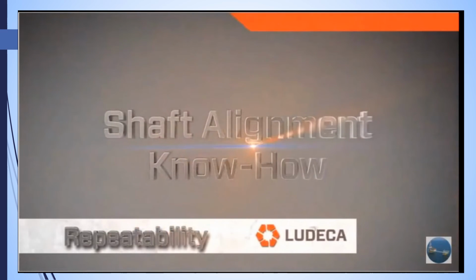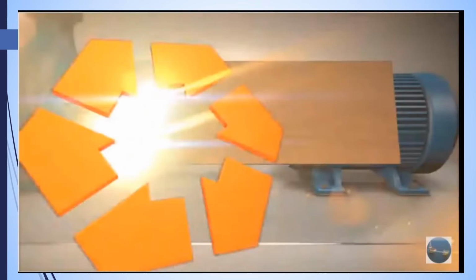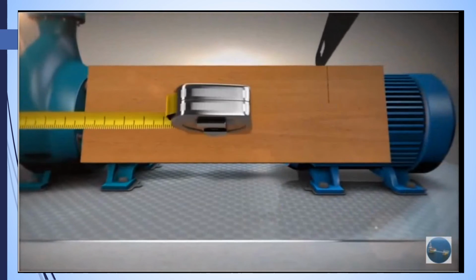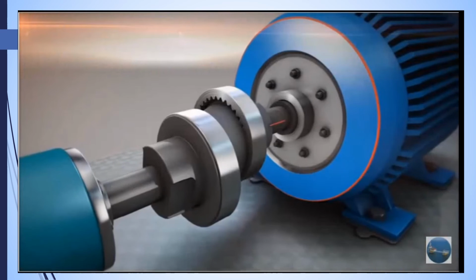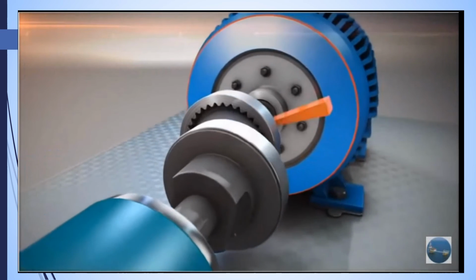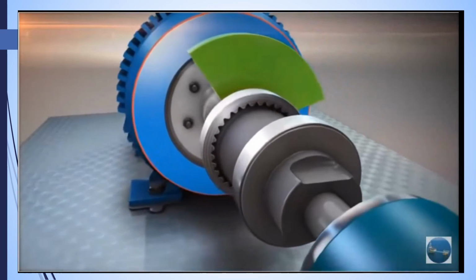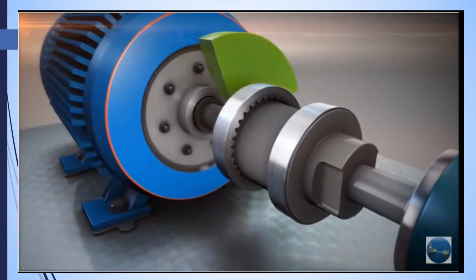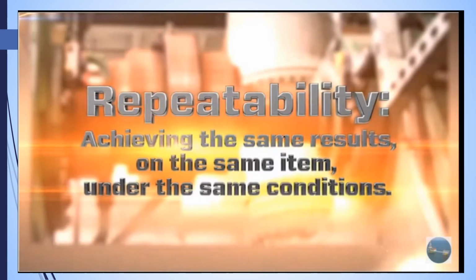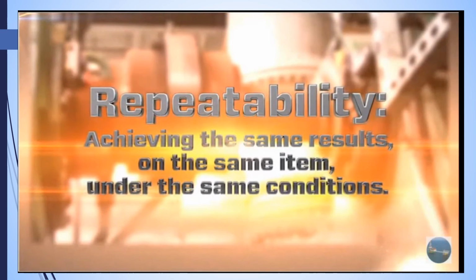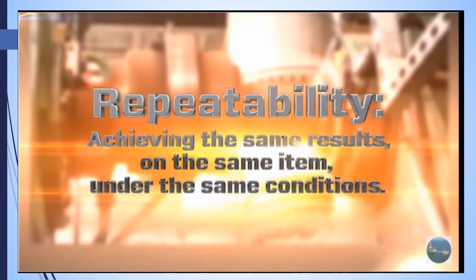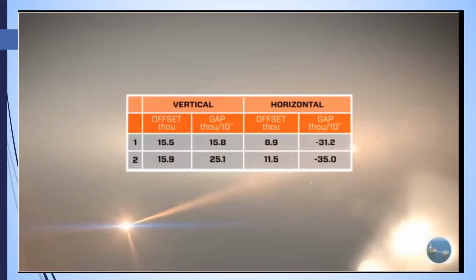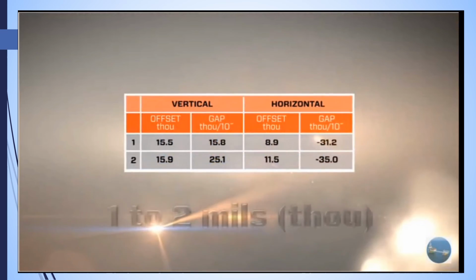Shaft alignment know-how. Repeatability. We have all heard the old carpenter saying, measure twice, cut once. When we start a shaft alignment measurement, we take two sets of readings with the same start and stop positions, following the natural rotation of the machine. This way, we make sure that the needed alignment corrections are precise. We call this repeatability. It means achieving the identical measurement results in the same way, on the same machine, under the same conditions. A measurement table helps to keep track of these measurements.